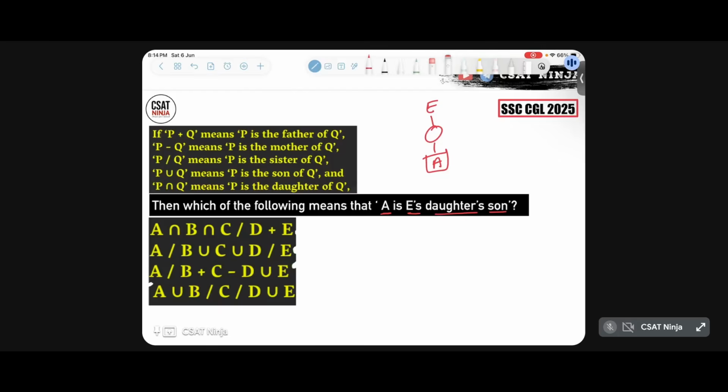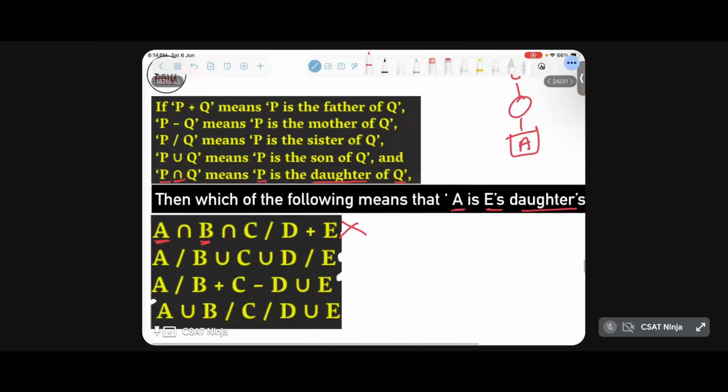So let's look at the statement here. Intersection means what? P is a daughter of Q. That means the first one is a daughter of the second one. So this option is eliminated, because that means A is a female member there. Let me just zoom a little bit here.